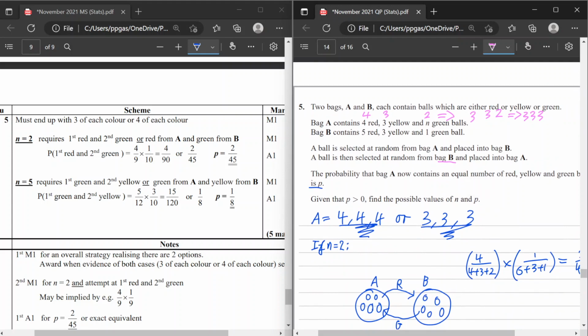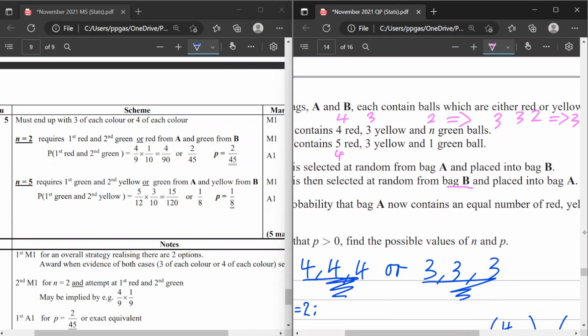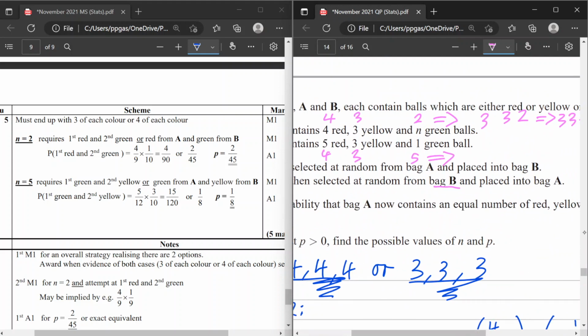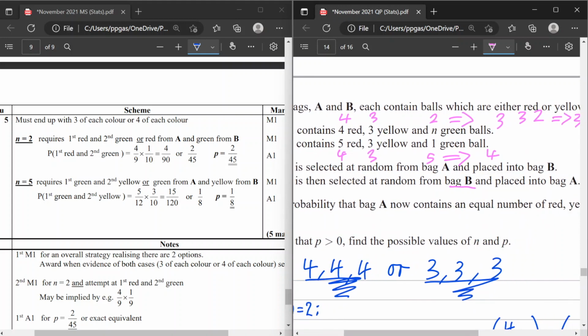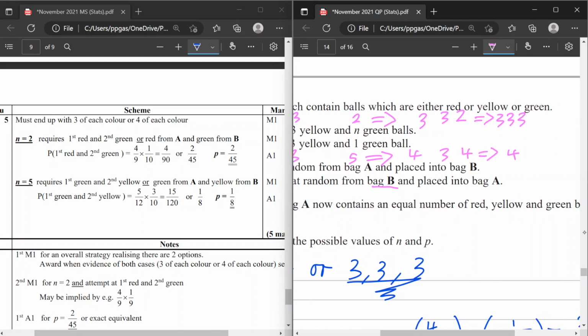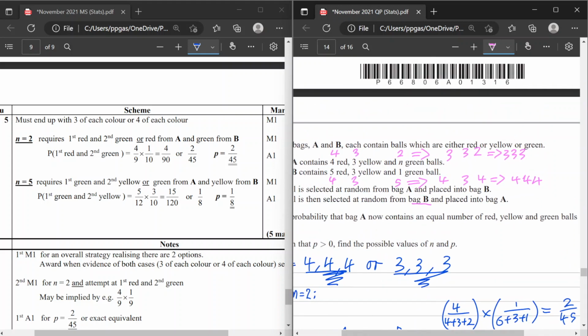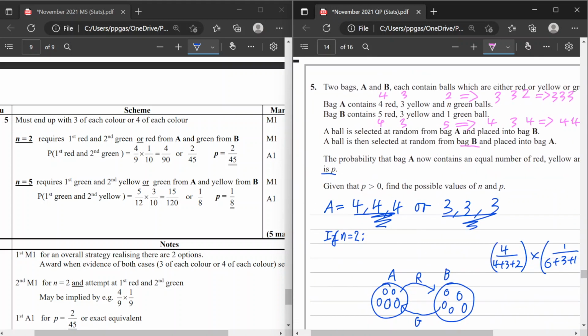Then the other way is if n were equal to 5. So you had 4 red, 3 yellow, and 5 green balls. Then when you take one out of bag A, you'd have 4, 3, and 4. And then you add one from B into A, you get 4, 4, and 4. I suppose it's difficult to spot that. It's just sort of the method.